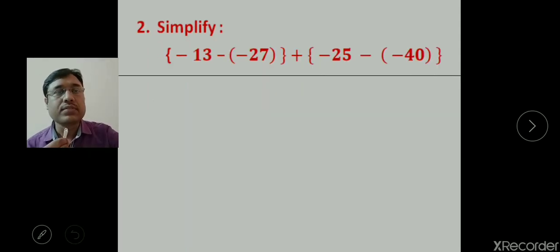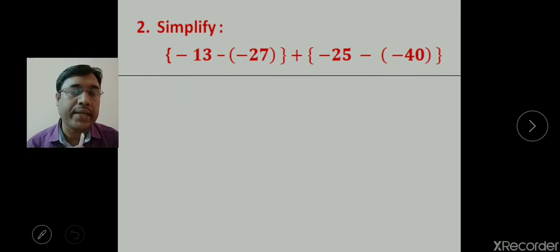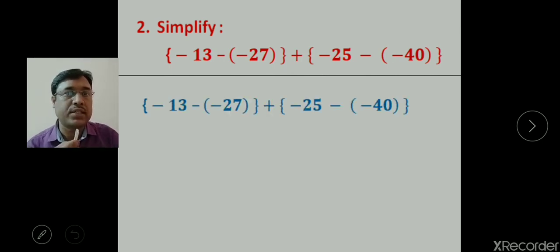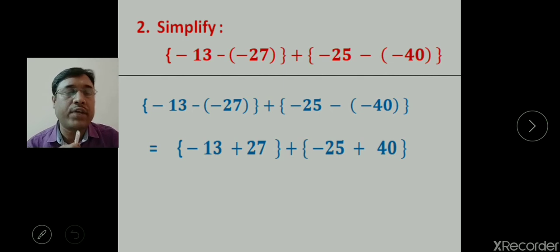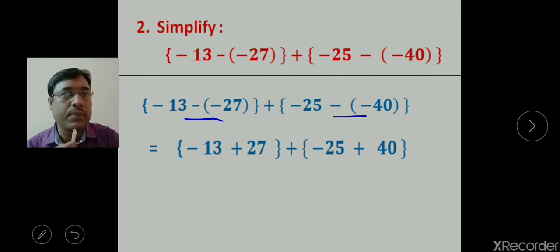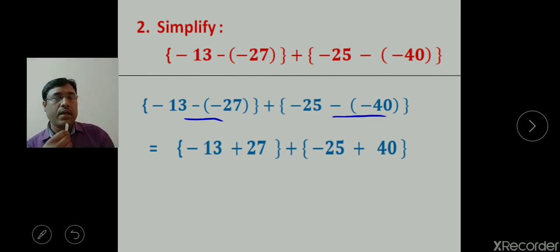Now the simplification question here: minus 13 minus minus 27 plus, inside the middle bracket, minus 25 minus minus 4. You will follow the BODMAS rule here, because it is simplification. So first of all, write the expression given in the question, then evaluate. These two minus signs here you will evaluate first, minus into minus, and here also minus into minus, giving the result positive here.